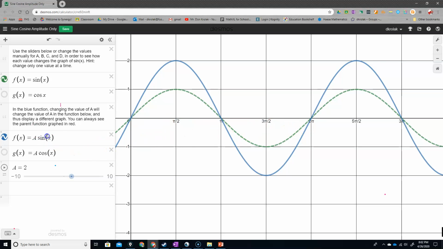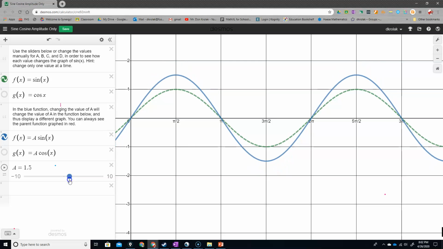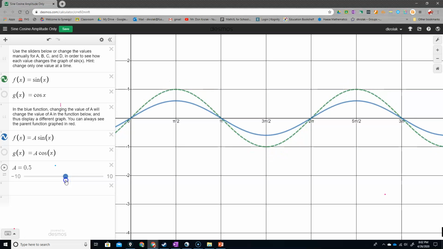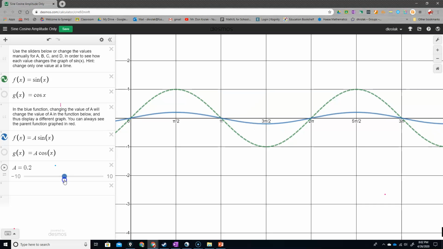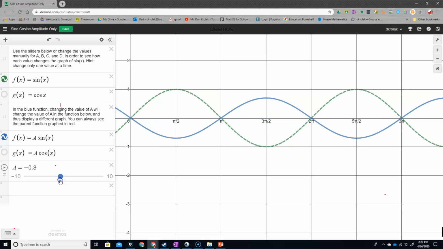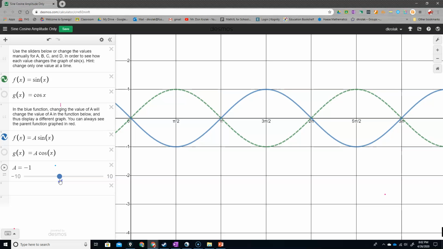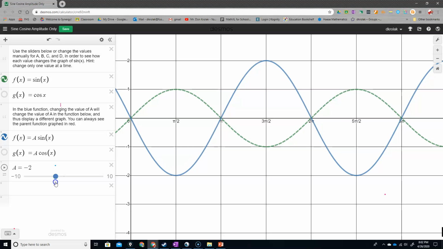So it didn't affect the cycle at all or the period, it just affects the amplitude. Okay, now as that amplitude gets smaller than 1, it gets closer to the y-axis. It flattens out. When it goes negative, it flips over the y-axis. So that's an A value that's -1, and that's an A value that's -2. Again, the periods are still going to be 2 pi. In this case, it's just upside down.